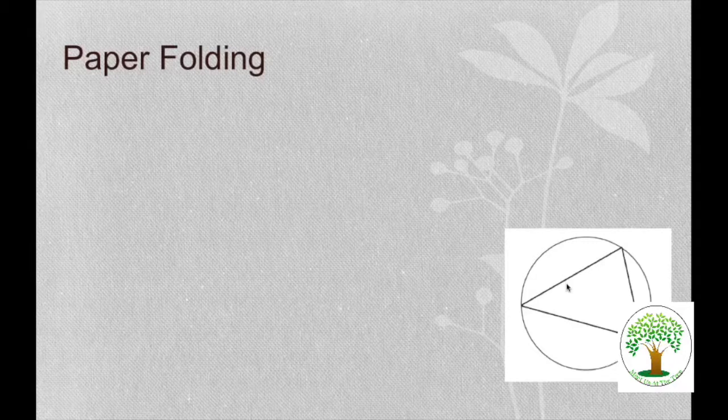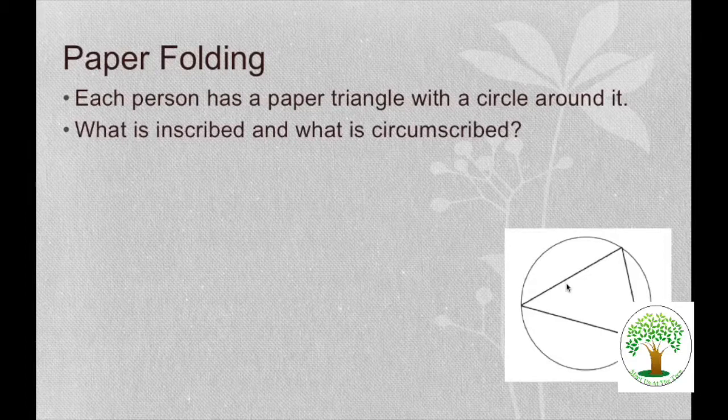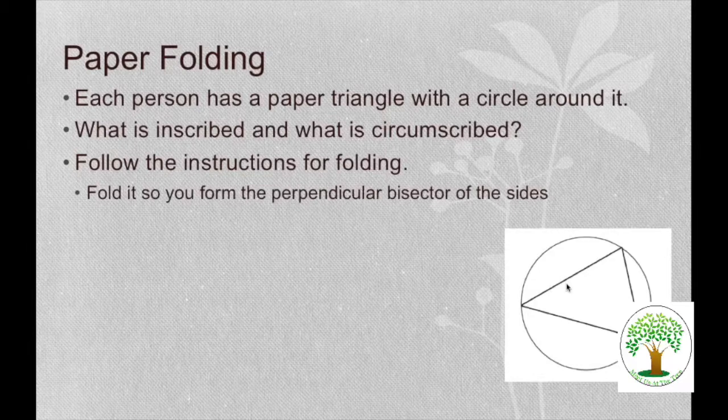All right. So you have a piece of paper that looks like this one right here, and I do too, so I can fold it all together. Each person has a paper triangle with a circle around it. Okay. What's inscribed and what's circumscribed? The triangle is inscribed. And what's circumscribed? The circle. Okay. We're going to fold this according to my instructions. Here's the first instruction. We're going to fold it to form the perpendicular bisector of the sides.